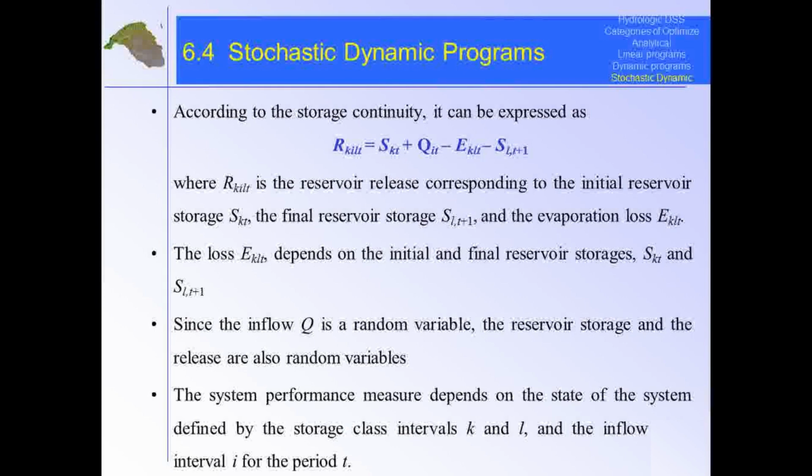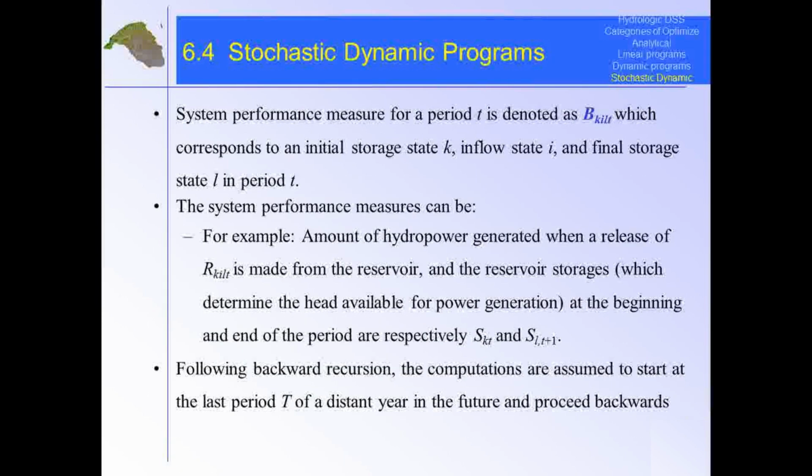Now we are going to denote the system performance for period t as P_KILt. So this system performance is dependent on the reservoir state at time t and t plus 1 and the inflow state at time t. The system performance could be measured in different ways. We are talking about the amount of hydropower generated with the release of R_KILt from the reservoir and the reservoir storage, which determines the head available for power generation at the beginning and end of the periods. If you are talking about irrigation, this could be expressed in terms of deficiencies of the irrigation demands.